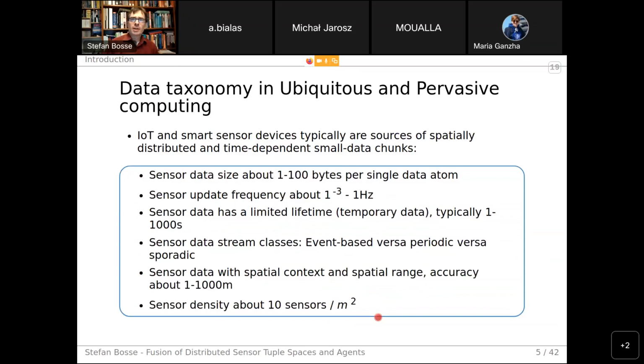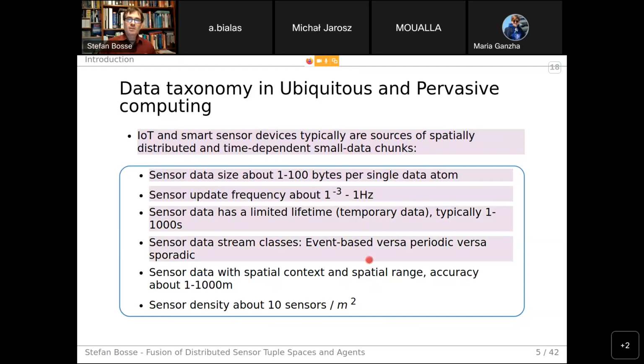Which data taxonomy can we expect in ubiquitous and pervasive computing? That means in the IoT context and so on. IoT and smart sensor devices typically are sources of spatially distributed and time-dependent small data chunks. We don't have big videos, like gigabytes of data. We have small chunks. Sensor data size is about 1 to 100 bytes per single data atom. It depends, of course, on the application. Sensor update frequencies are about 1 millihertz to 1 hertz. Sensor data has a limited lifetime, temporary data. Typically 1 to 1,000 seconds, just as a guess.